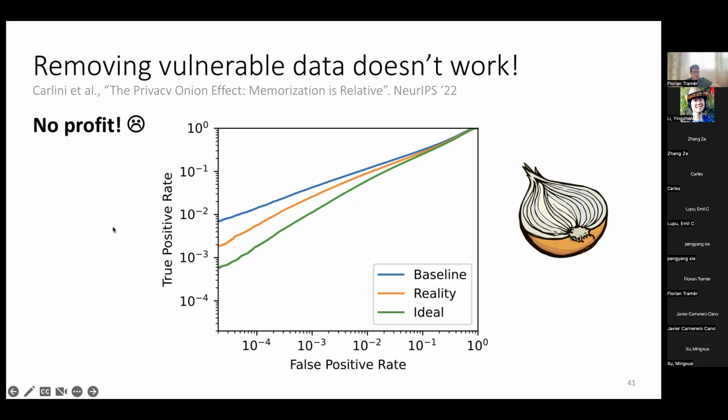Yes. So in the orange case, actually in the orange and green case, we're evaluating the attack on all the data points except the originally most vulnerable ones that we've removed. The difference between the two cases is that in the orange case, we actually retrained the model in between. Okay. Yeah.